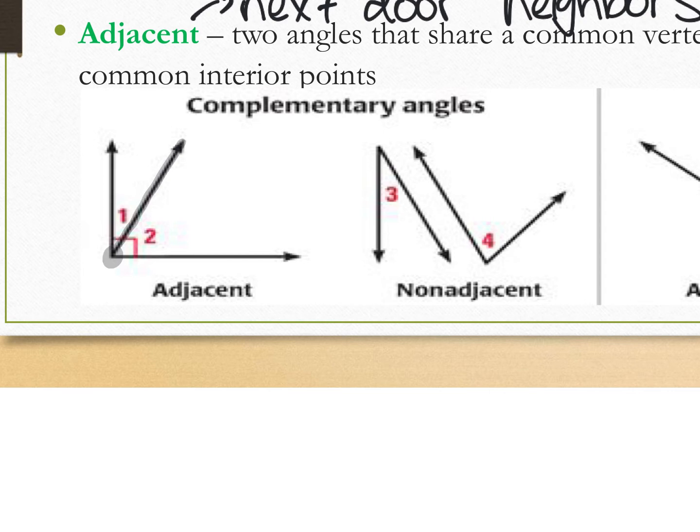They also cannot have any interior points that are shared. So angle 1 is all of these interior points in red. But angle 2 is all of these interior points. Do you guys agree? Do they overlap? No, then we're fine. How would they overlap? I'll show you. We'll see that later on.